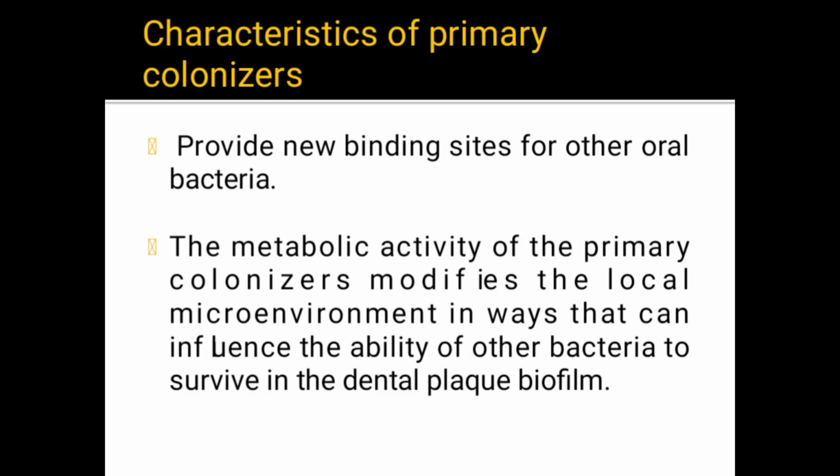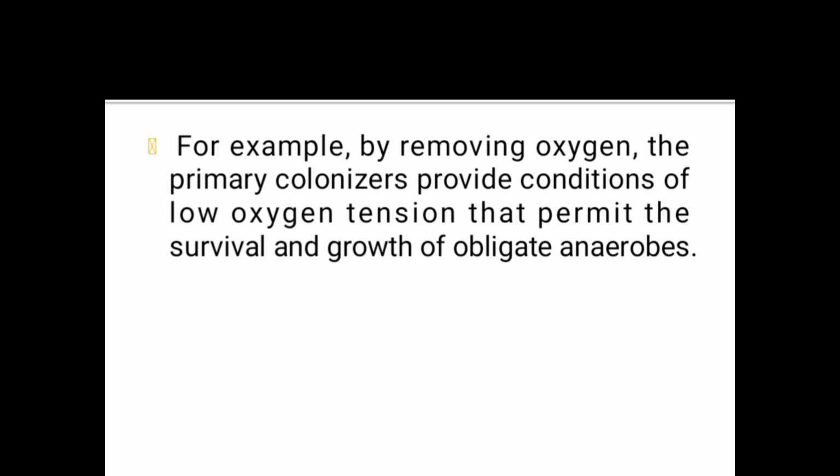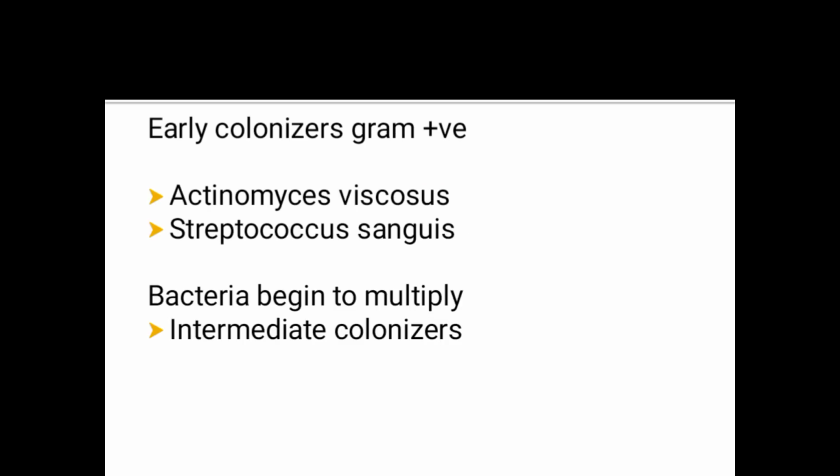Okay, what are the characteristics? Actually, they provide new binding sites for the other oral bacteria. They modify the local environment and influence the ability of other bacteria to survive in the dental plaque. For example, what do they do? They remove the oxygen and make the oxygen tension low, so the survival and growth of obligate anaerobes become easy, because those bacteria cannot live in the presence of oxygen.